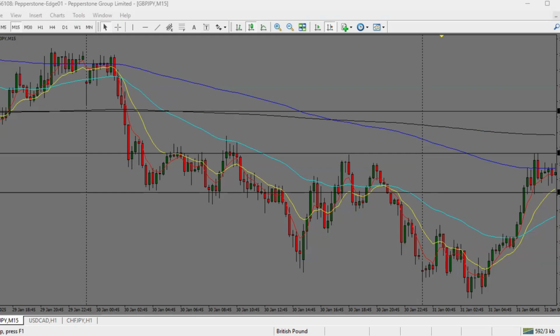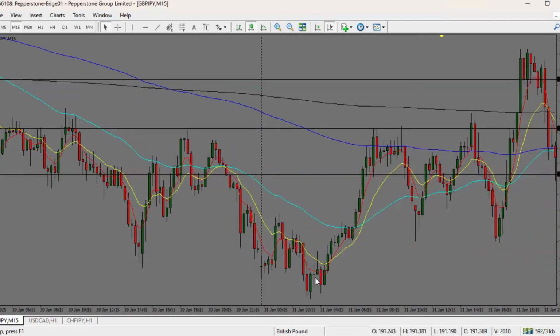All right, so look at an example. When the market crosses above the 13-period EMA, it means the momentum is high. You can see here. So the 13-period EMA will help you know whether you're in a strong momentum or a weak momentum.